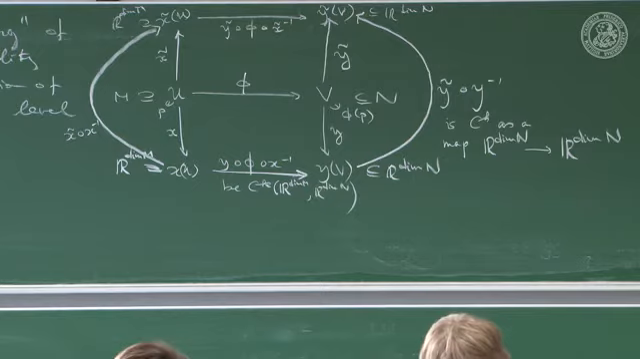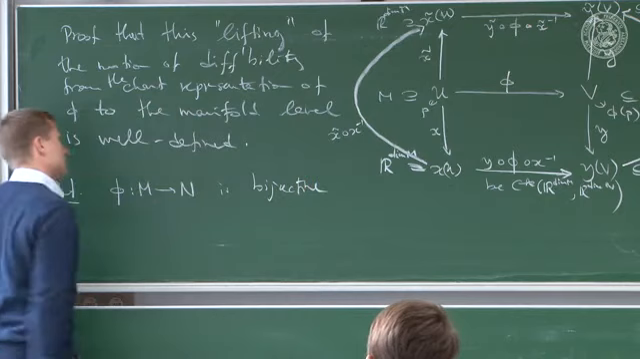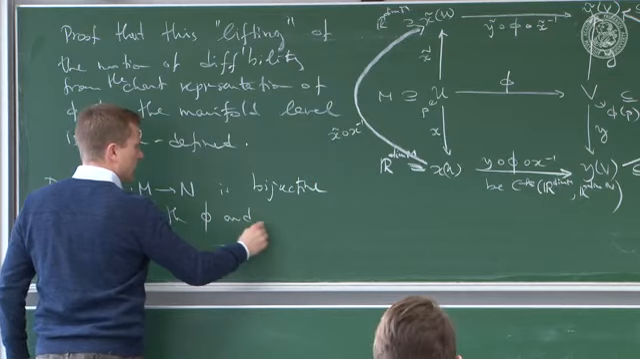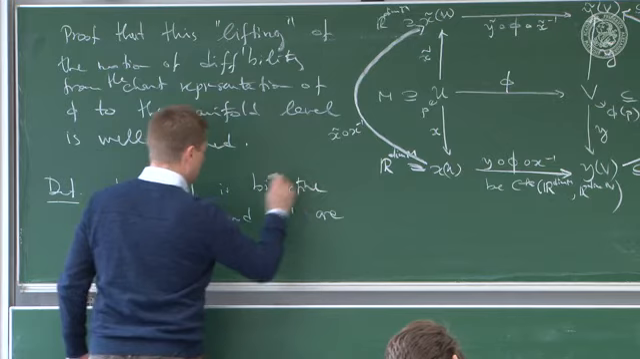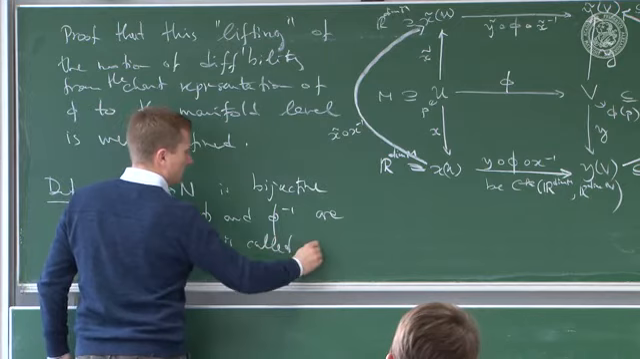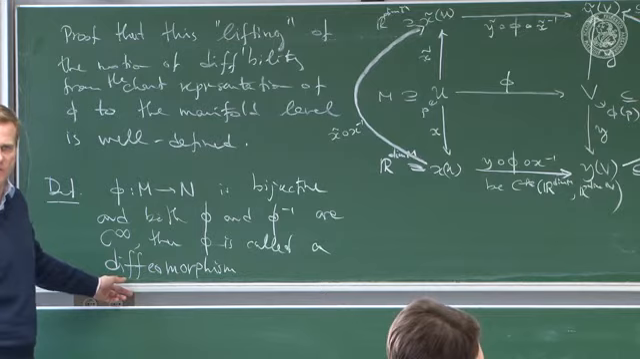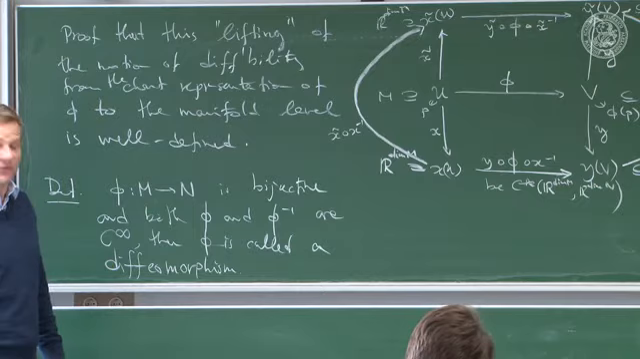If this phi from M to N is bijective, is a map between sets, and both phi and its inverse, which then exists and goes from N to M, are C infinity, we could call it CK, but let's say C infinity, then phi is called a diffeomorphism. So the diffeomorphisms are the isomorphisms, the structure-preserving maps between differentiable manifolds or between smooth manifolds.